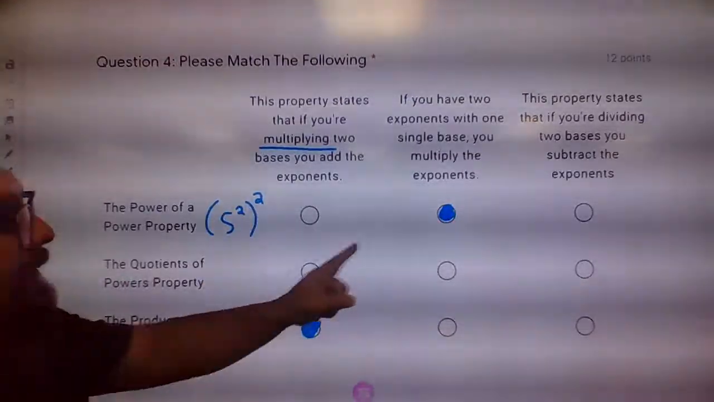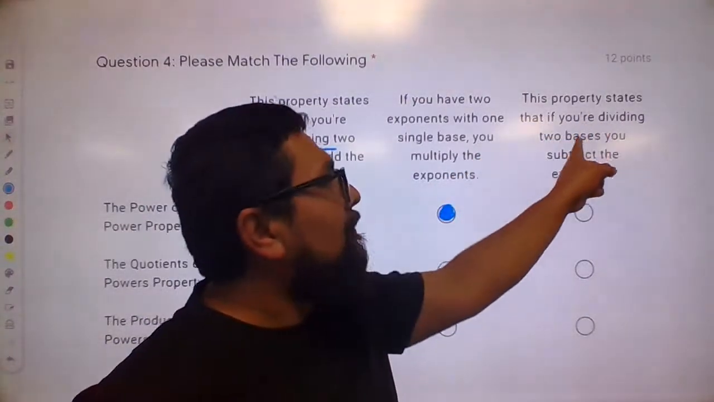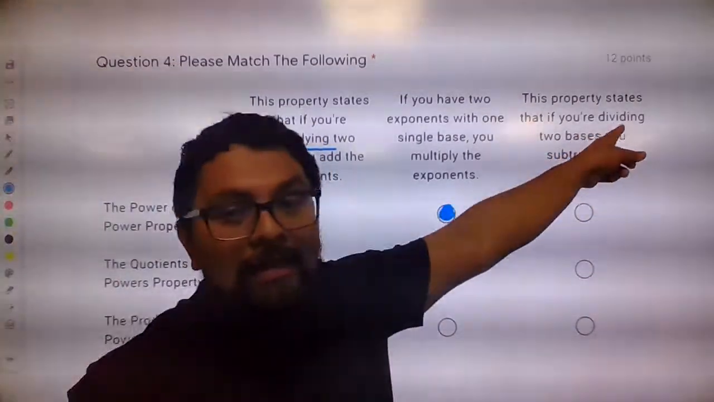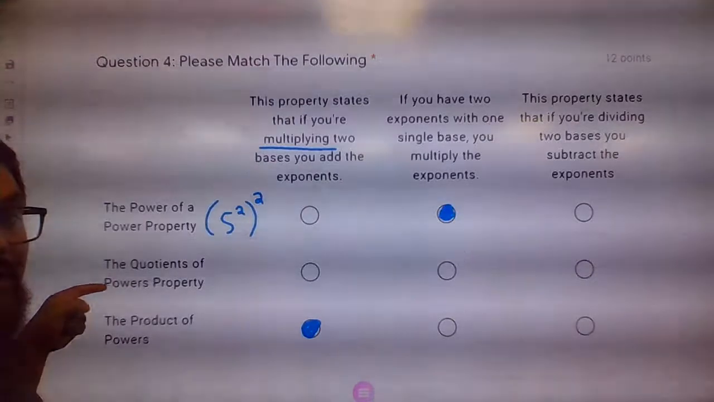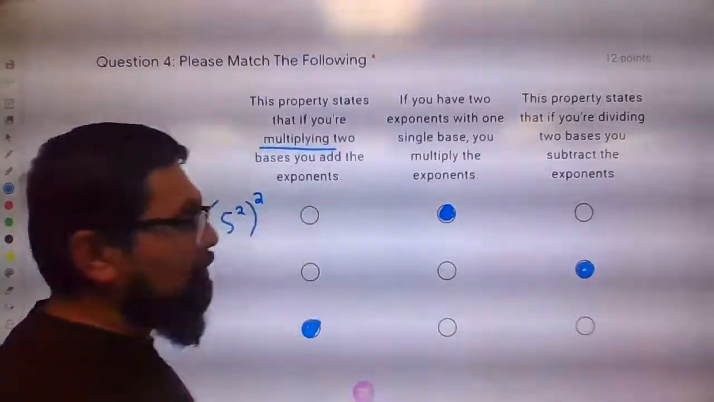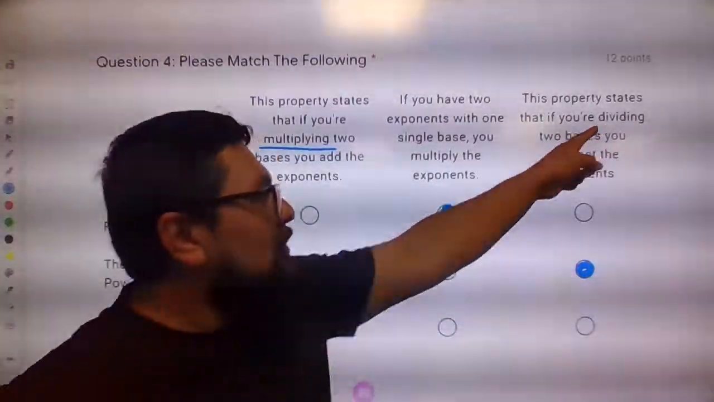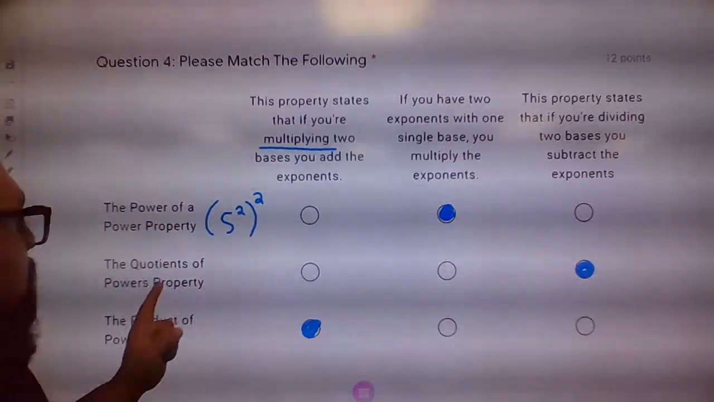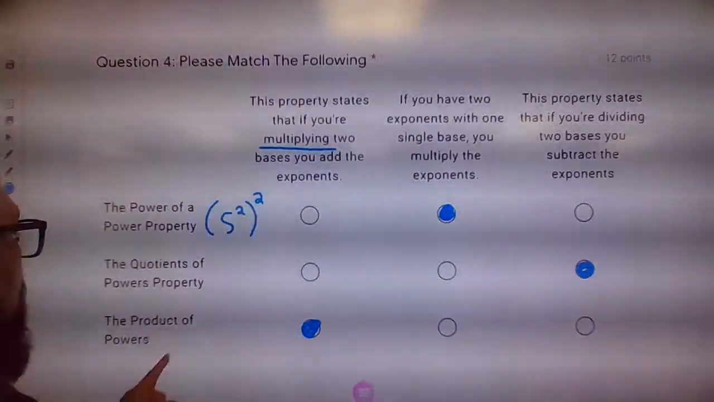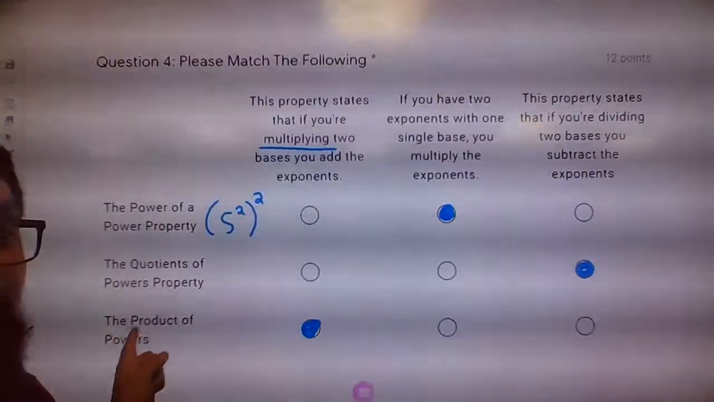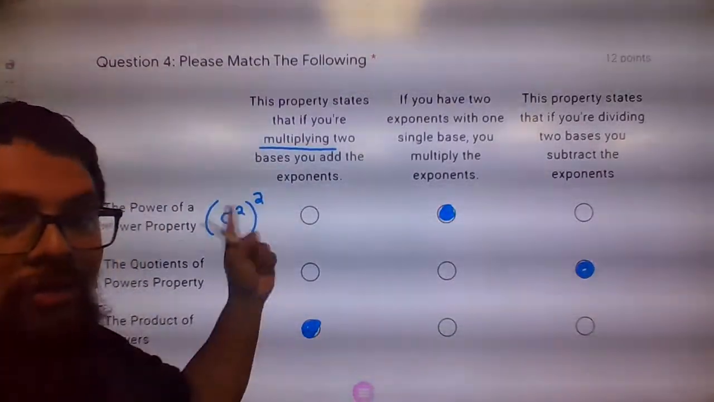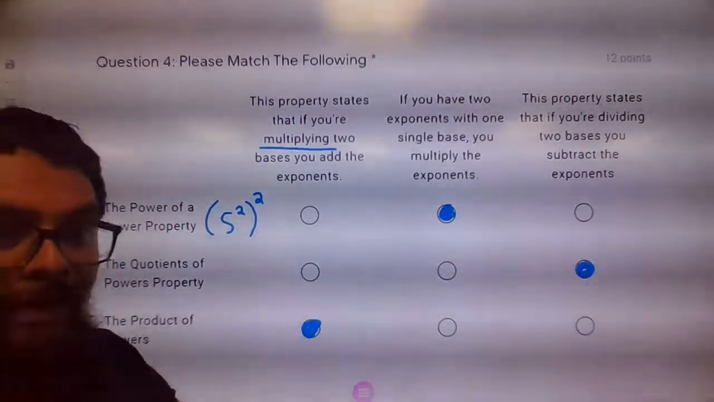For the last one, this property states that if you're dividing two bases, you subtract the exponents. Anytime you divide anything, you get a quotient. So your answer is this one. You just needed to remember the terminology: when you divide, you get a quotient, and when you multiply, you get a product. Then you should have just picked the last one. So that's question number 4. Copy it down, and that way you turn it in to me.